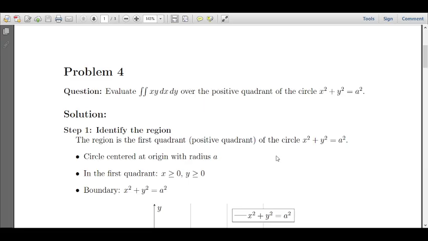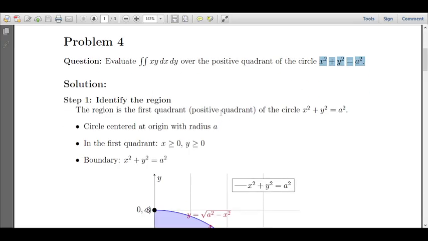And this is the double integral over general region problem series, problem number 4. Evaluate the double integral of xy dx dy over the positive quadrant of the circle x square plus y square equal to a square. So this is a circle with center 0, 0 and radius a. So first we identify the region.